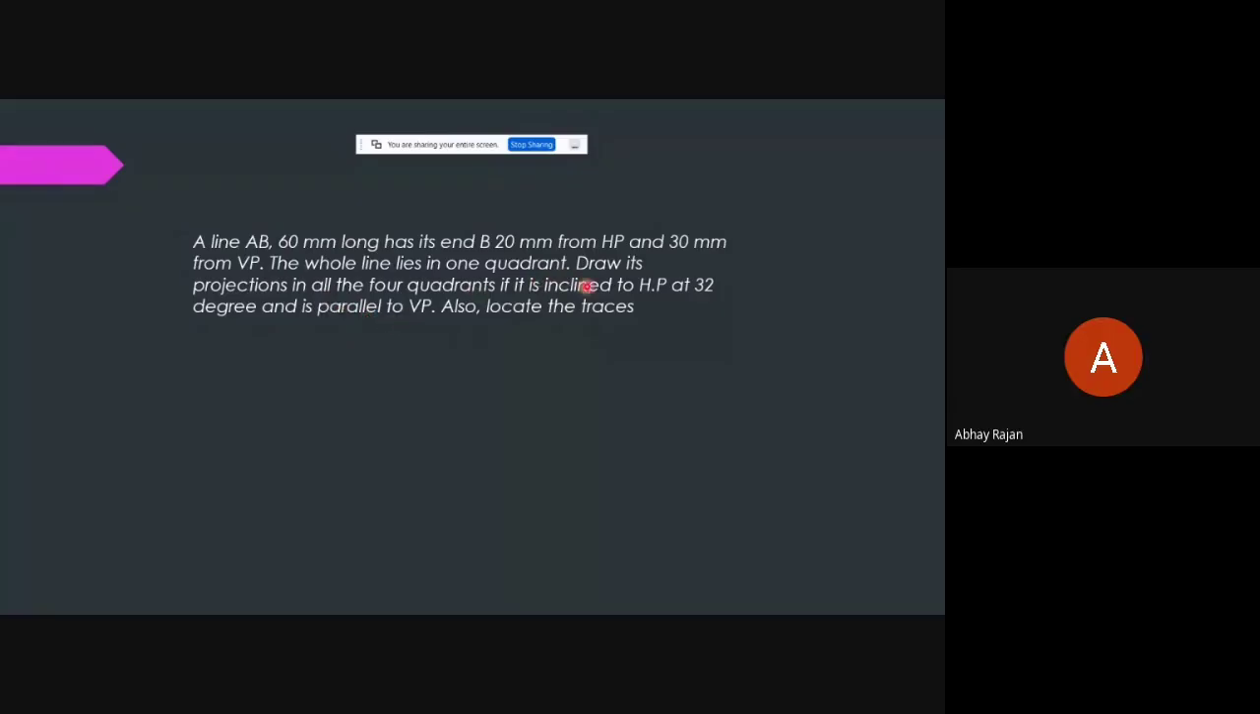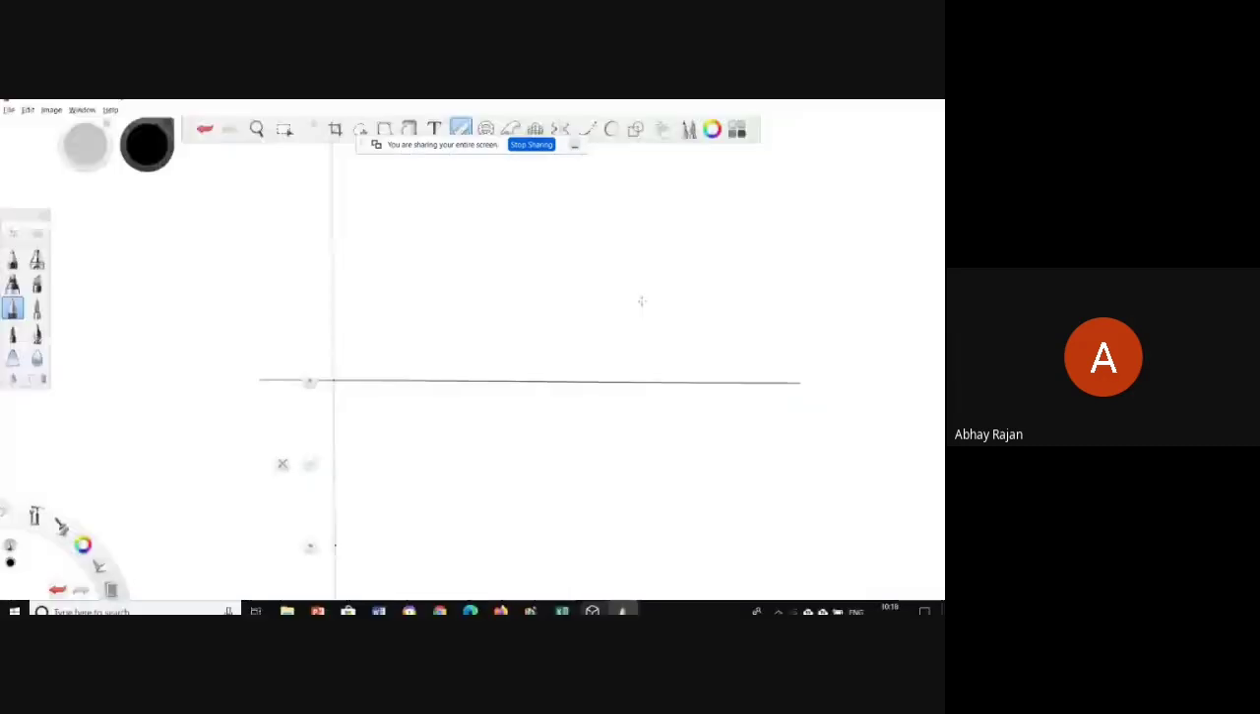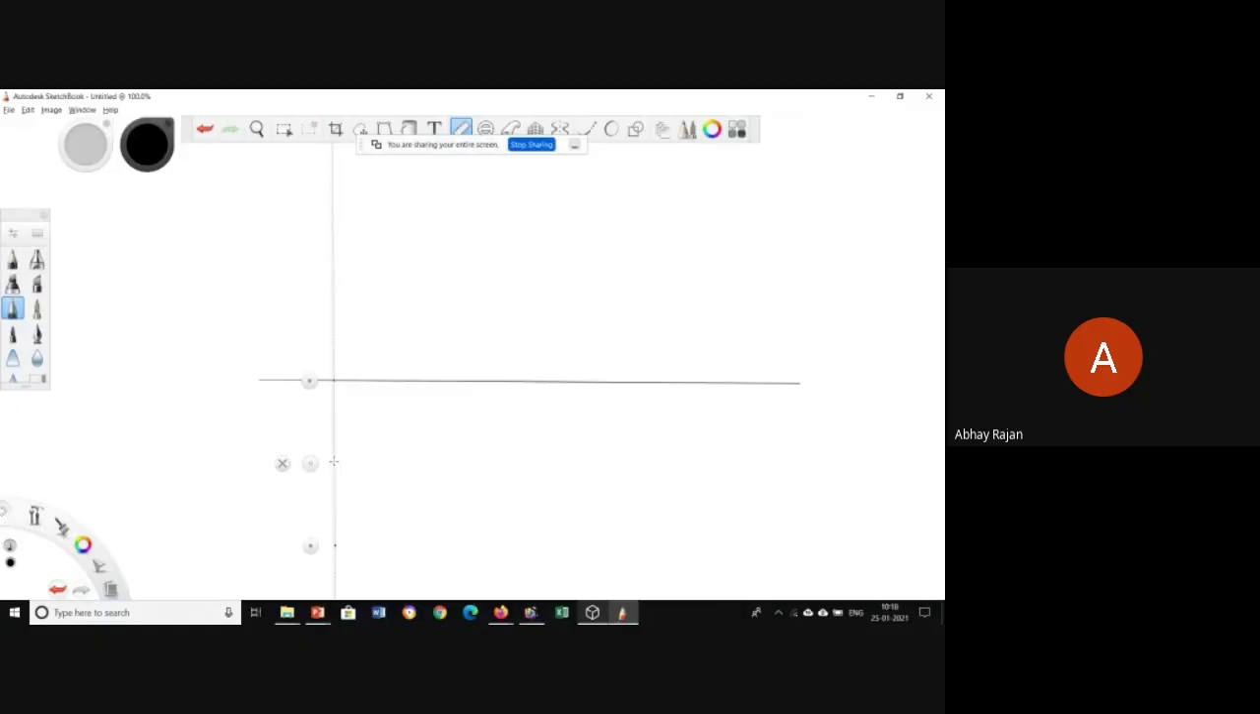So it is inclined to HP at 32 degree. So 32 degree inclined to HP. And once you get this point, below HP, say this point is A. So the line can be mentioned as A, right? So initially you have to draw this. Take this point as a point at 20 mm. Okay, we just have a simple parallel line so that we will be able to measure this length.